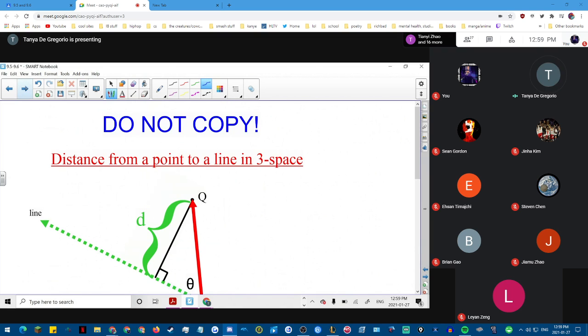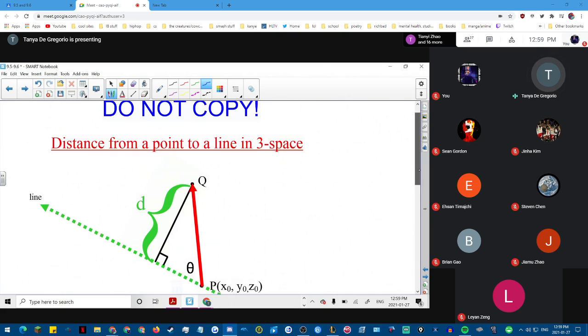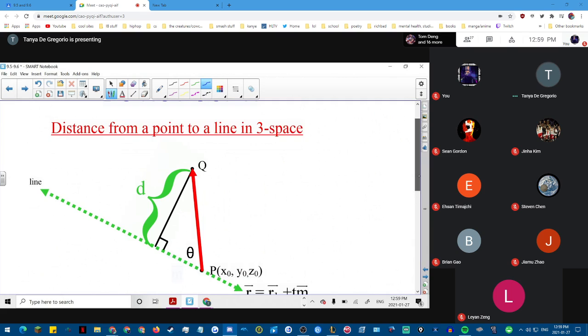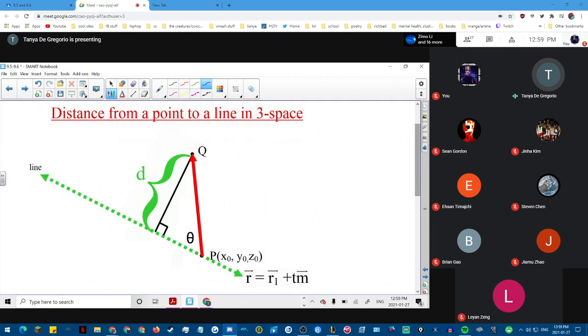All right, so distance from a point to a line in 3 space. Okay, so what's the problem here? Why can't I use the same method that I just used before, or the same formula? Distance from a point to a line in 3 space. What's the problem here?